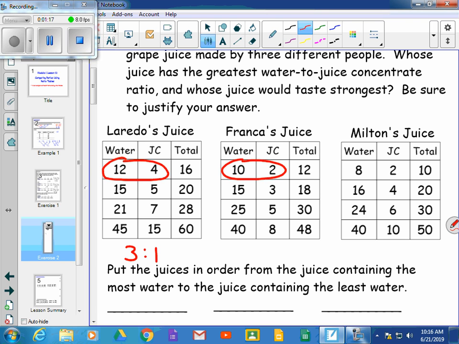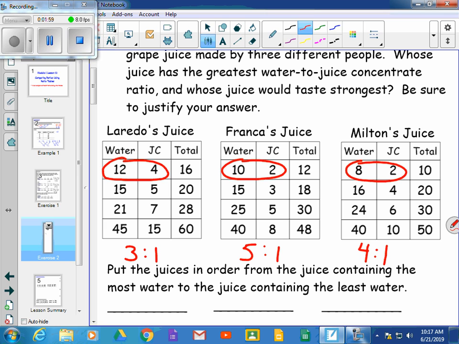Let's try Franca's here. I'm going to use that particular ratio, 10 to 2. I can divide a 2 out of that and get a ratio of 5 to 1. That tells me Franca adds 5 cups of water to every 1 cup of juice concentrate. And then if I go over here to Milton, I can pick any one of these particular ratios since they're all the same. Again, I'm going to pick the top one. I can divide a 2 out of both of those and get a ratio of 4 to 1. Milton adds 4 cups of water to every 1 cup of juice concentrate.